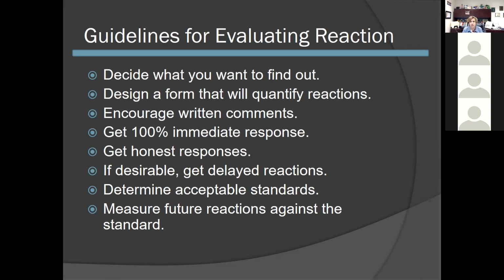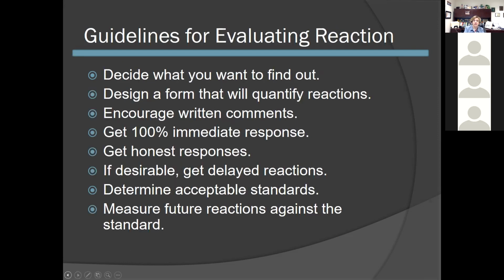Determine what your acceptable standards are. That's just knowing, what are those standards? What is it that you want to know? And then measure future reactions against that standard. So again, you want to look at what you want to know, and did we find out what we wanted to know?